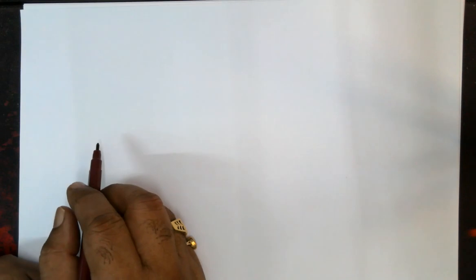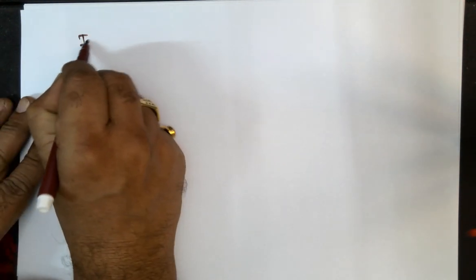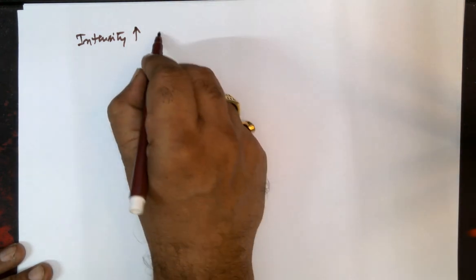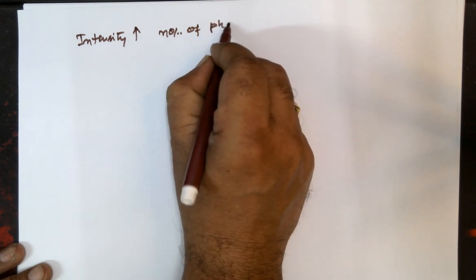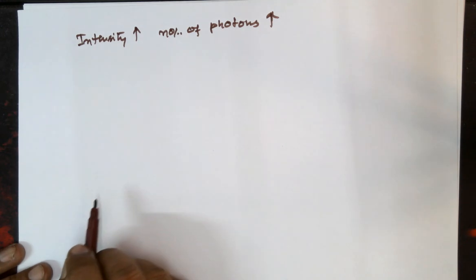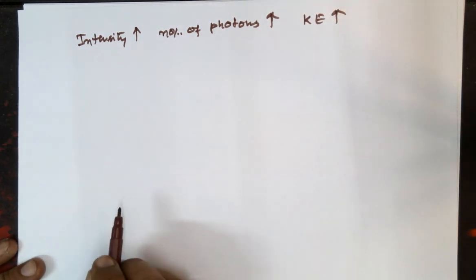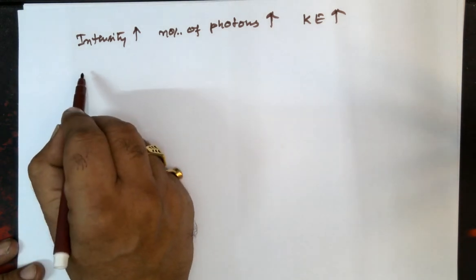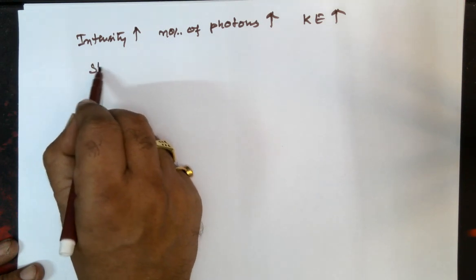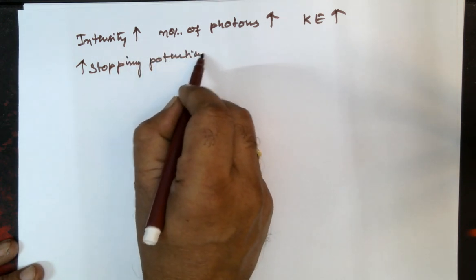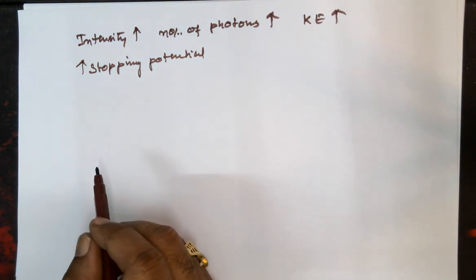Let us consider the intensity parameter. The intensity increases. This increase of intensity increases the number of photons, is it not? So when the number of photons increases, kinetic energy also increases, is it not? Therefore, more stopping potential is required. Are you able to understand this? More stopping potential is required to stop the photoelectric current.